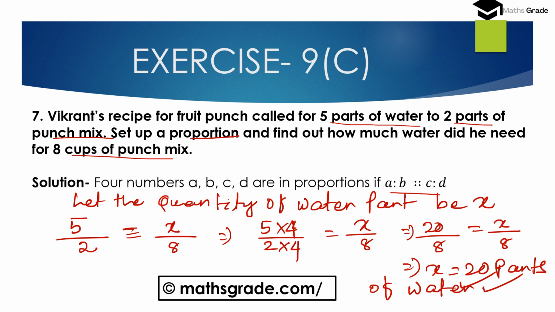How much water means 20 parts of water. So 20 parts of water needed for 8 cups of sponge mix. So the answer is 20 parts of water.